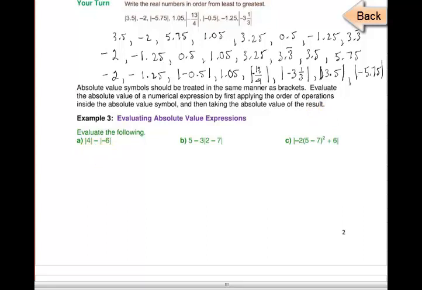Think of these as brackets, even though they're your absolute value symbol. You're going to evaluate there first. So the absolute value of 4 is 4 minus the absolute value of -6, which is +6. So you can write 6, and then 4 minus 6 is -2. On B, think of this as brackets, and then you're going to go 5 minus 3.